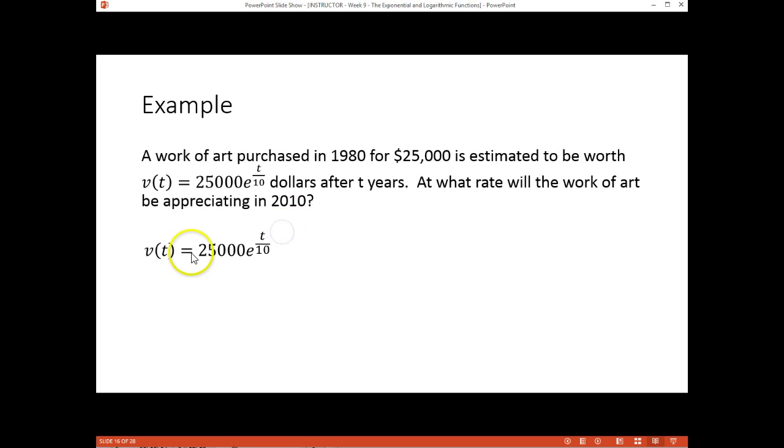So what we're going to do is start with our original function and take the derivative. We know the derivative of e to the u, we're going to bring the 25,000 down, e to the u, du. Well, du in this case is 1/10. So 1/10 of 25,000 is 2,500. So my derivative is simply 2,500 e to the t over 10.